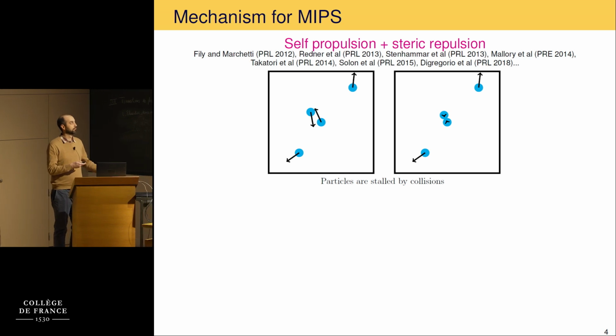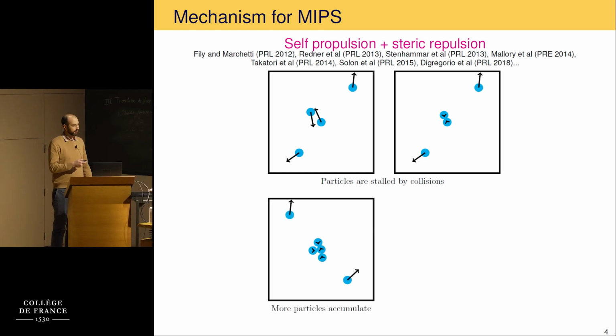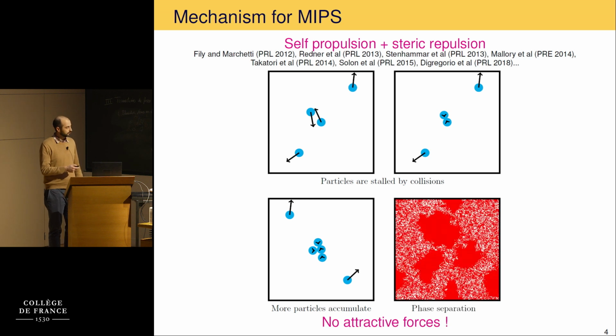And if they stay blocked for long enough, other particles come and aggregate, and you see that even more particles are going to come and aggregate, and that leads to a phase separation. So this is an image from a simulation, and you get a large domain with high density coexisting with a gas at a lower density. So it's a mechanism that gives you a cohesive state, this phase separation, but without any attractive force, just from self-propulsion and repulsion.